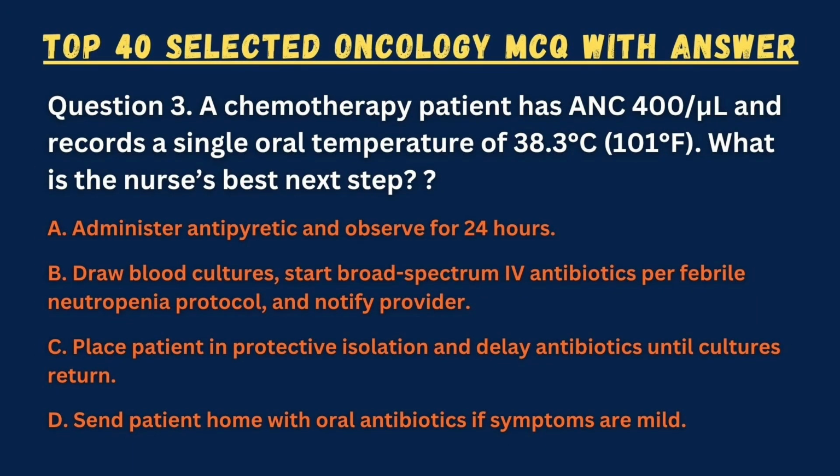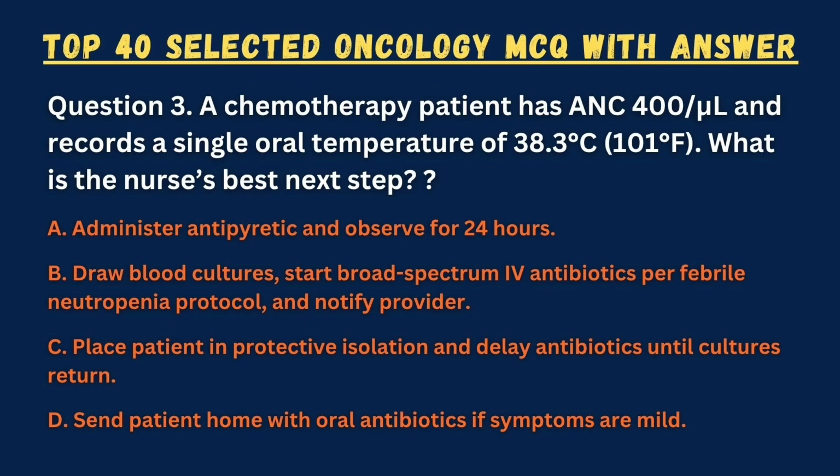Question 3. A chemotherapy patient has ANC 400 per microliter and records a single oral temperature of 38.3 degrees Celsius, 101 degrees Fahrenheit. What is the nurse's best next step? A. Administer antipyretic and observe for 24 hours. B. Draw blood cultures, start broad-spectrum IV antibiotics per febrile neutropenia protocol, and notify provider.